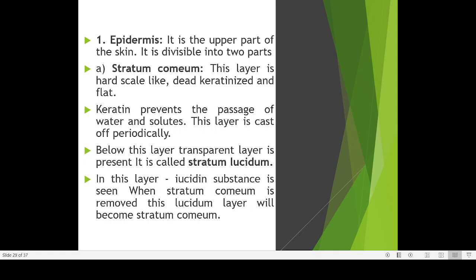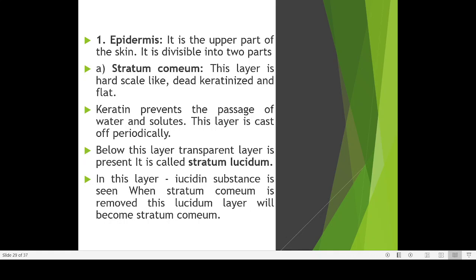So this layer is also cast off periodically. Cast off means remove. Because when we are growing or living, this outermost layer will be frequently removed from our body, and that will be forming a part of our dust. So that happens in the case of rabbit also. Outermost layer is always removed periodically.